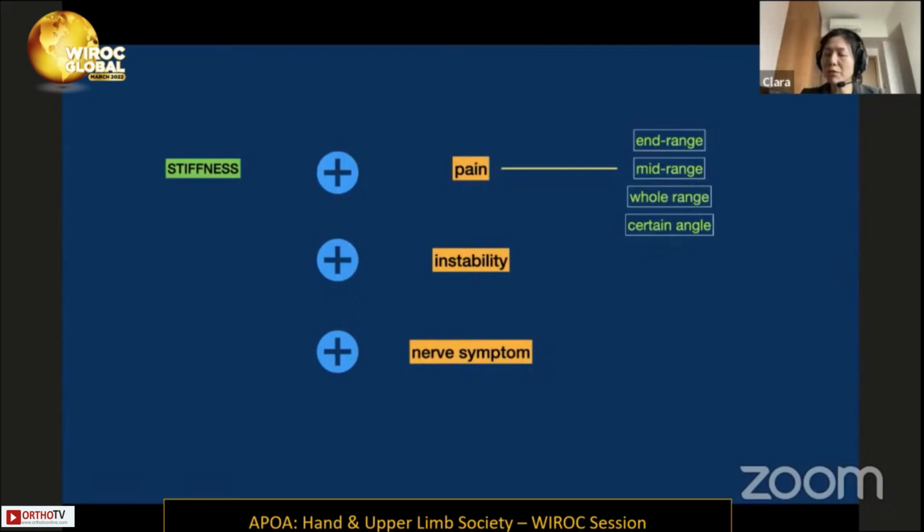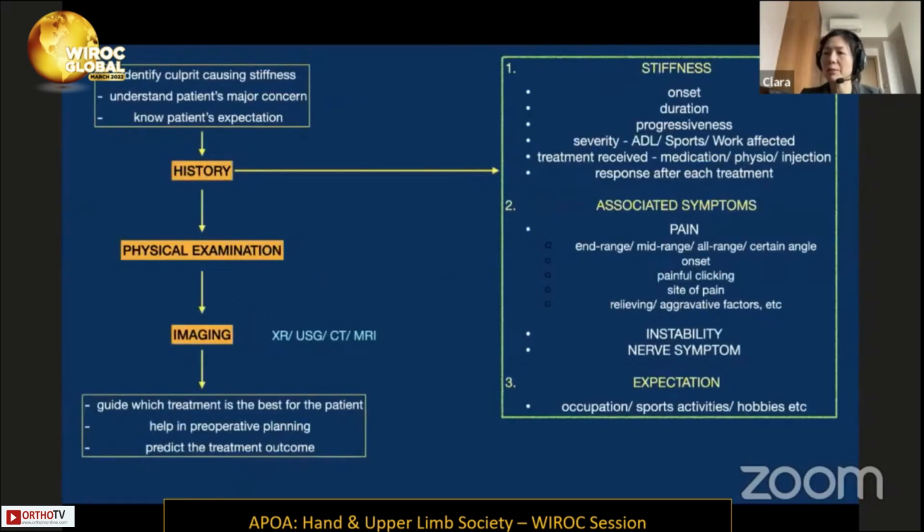We have to explore from the history and physical findings what is disturbing the patient's life. In order to alleviate the patient's symptoms and meet their demand and also their need, we have to identify the culprit causing the stiffness, understand clearly the patient's major concern at his elbow, whether it is due to the range problem or pain or instability, and know their expectation.